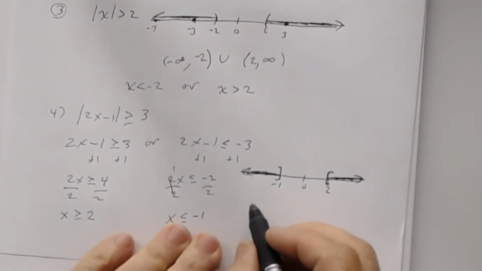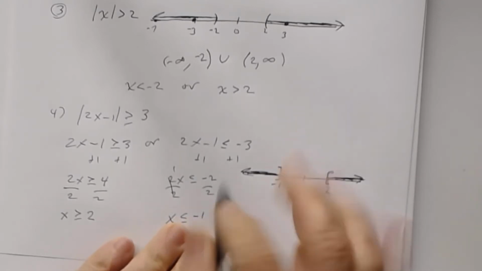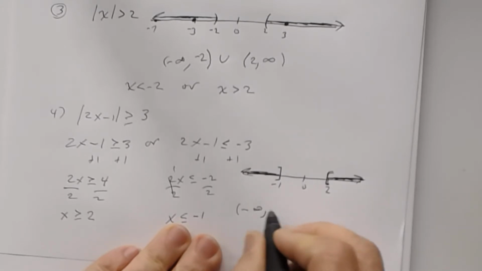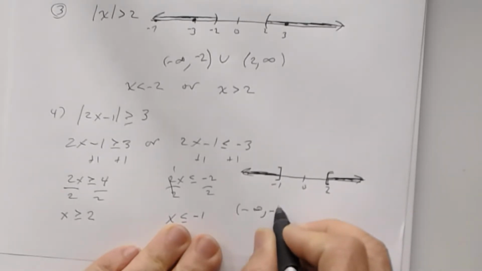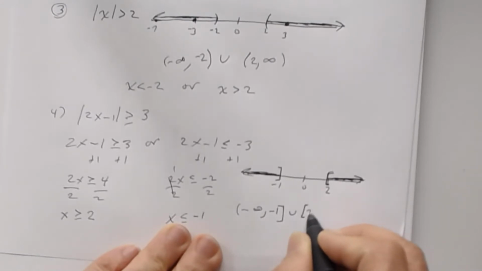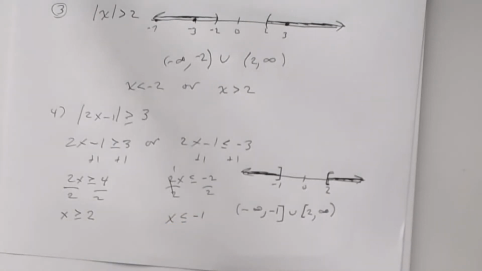Now, what's the interval notation? Bracket 2. Nope. Go from left to right. Negative infinity with parentheses to what? Negative 1 with a bracket, union, and then bracket 2, comma, infinity with parentheses. So that's your greater than. Okay?